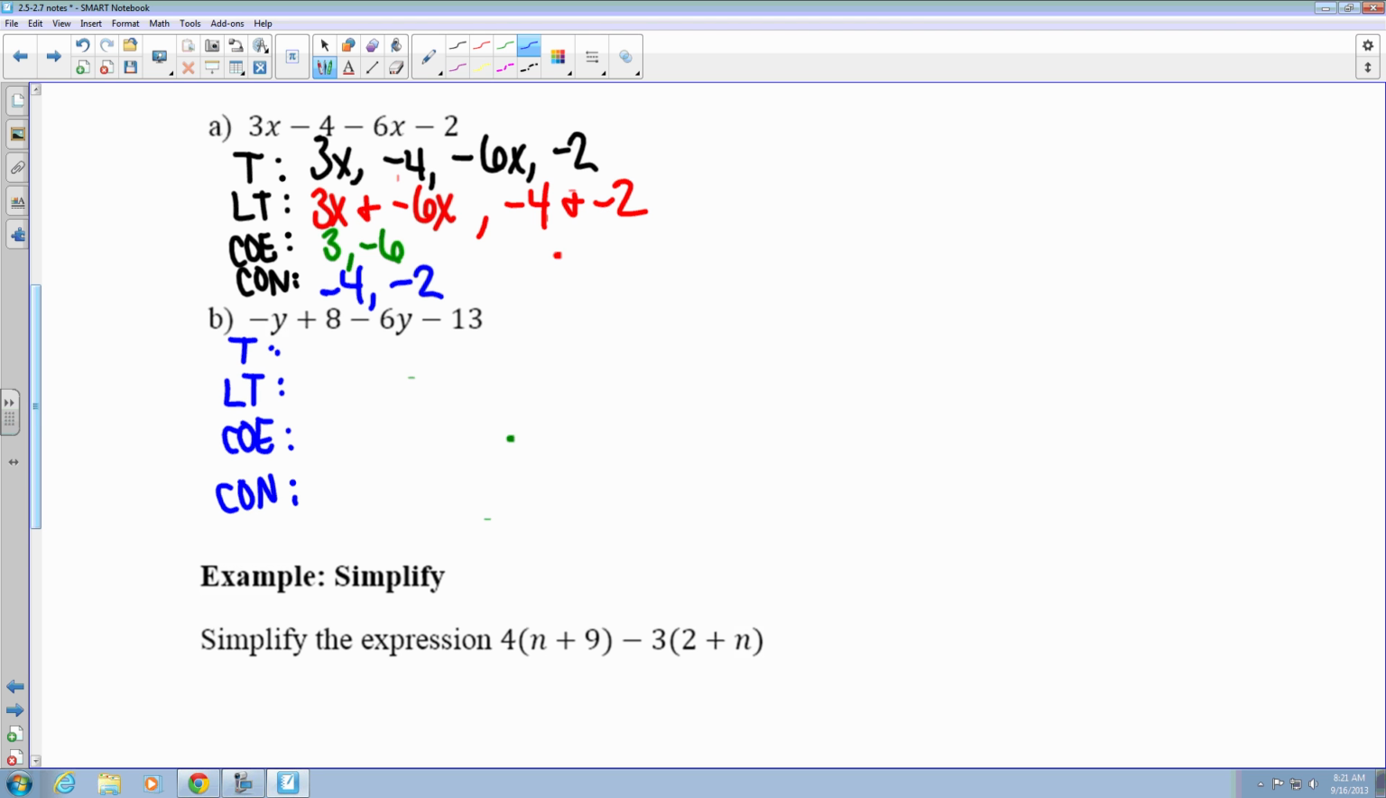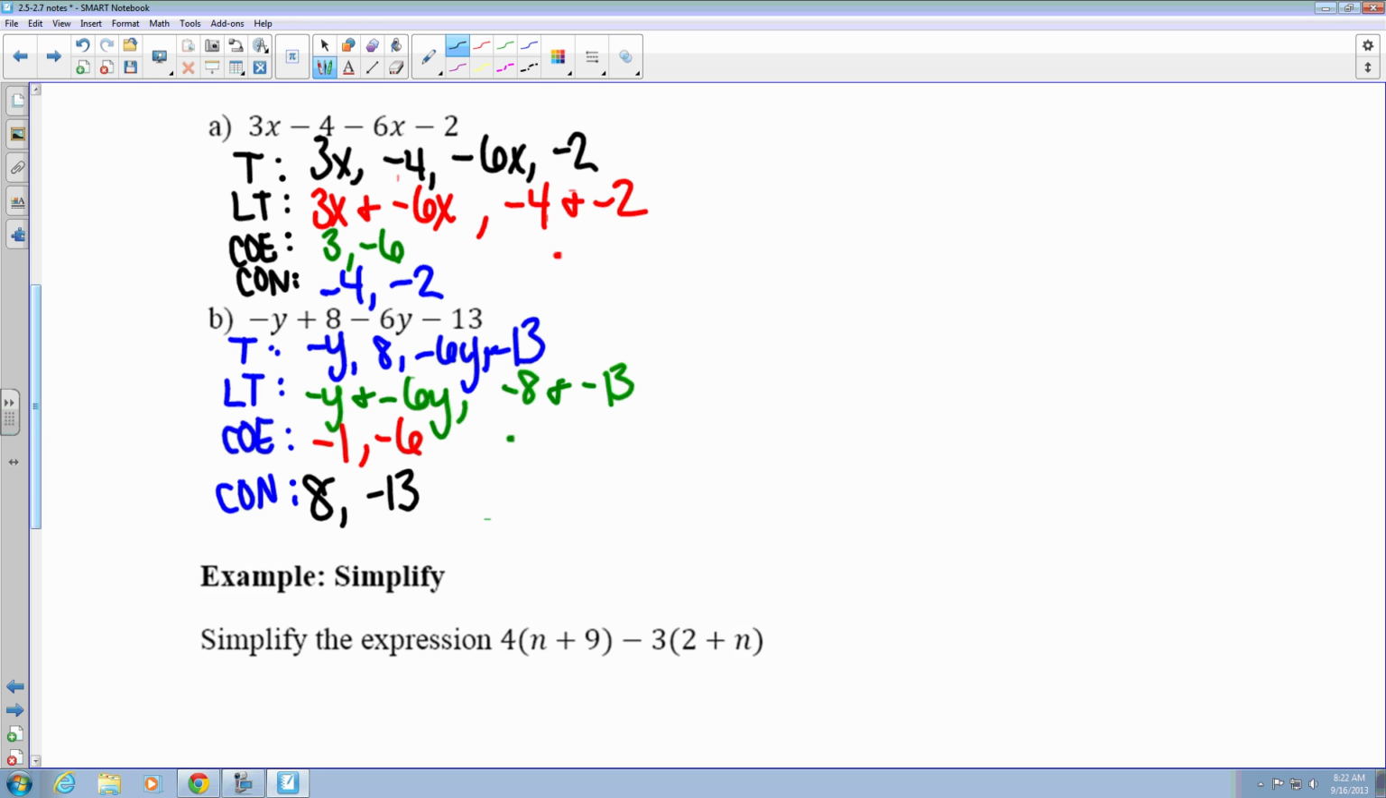Terms in the next one, part B, negative y, 8, negative 6y, and negative 13. Your like terms, negative y and negative 6y, 8 and negative 13. Coefficients, negative 1, negative 6. Constants, 8 and negative 13.